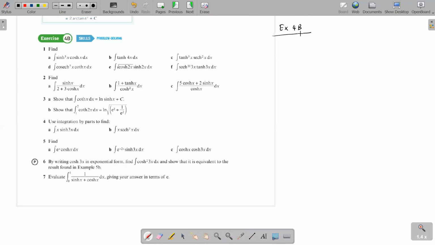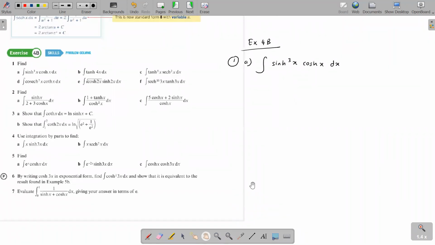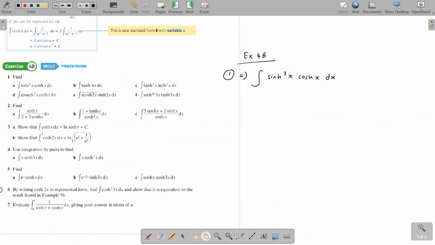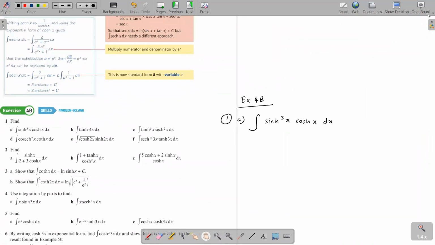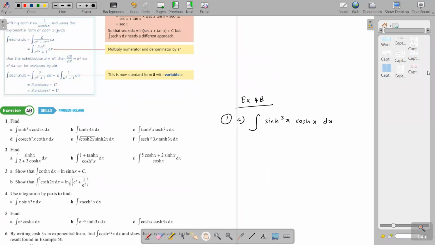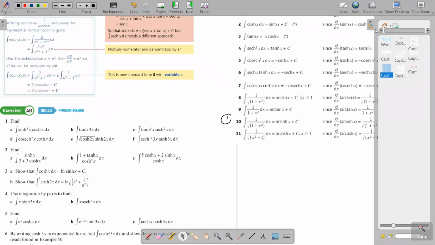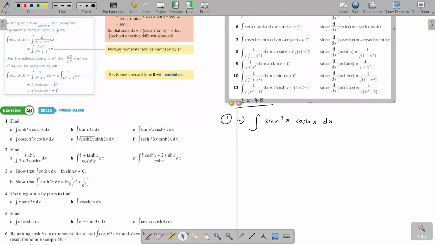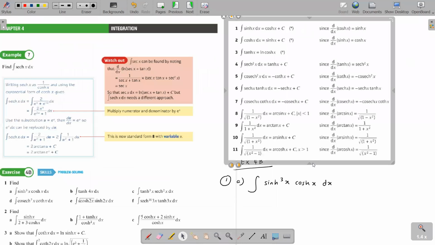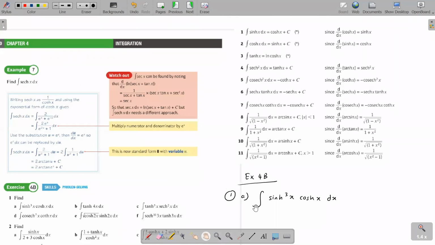Exercise 4b, question number 1. Let's start with part A: integration of sine cube x cos x dx. Now you all know when it comes to integration, the rules are very strict. If we are trying to integrate, it needs to look exactly the same as what they have given. These are the integration rules that we have learned, and you can see in these rules, there's nothing called integration of sine cube x cos x. There's nothing like that, right? So when we get some product like this, what do we do when they don't look like one of these rules?